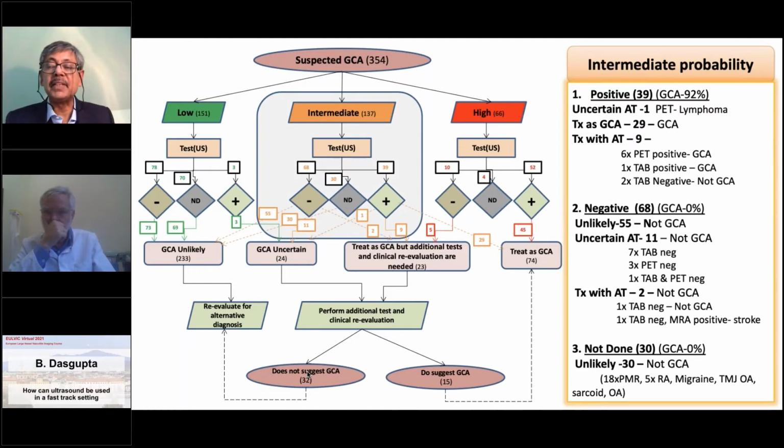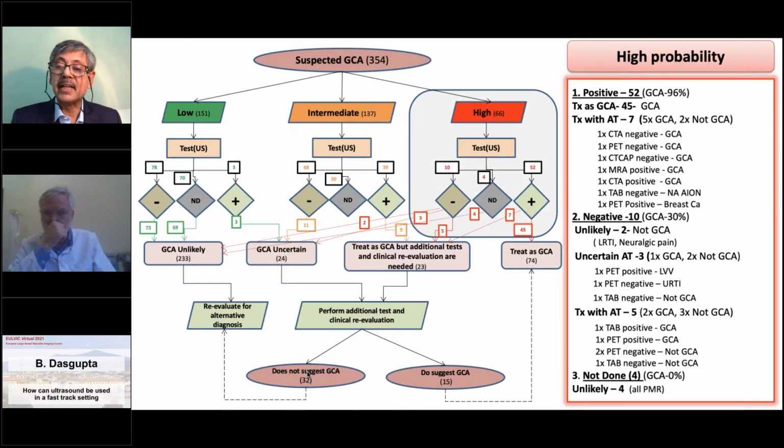In the paper that we published last year, we have actually given all the details of what the different investigations were that we did to confirm or exclude the diagnoses in the intermediate category or in the high category. And it's interesting that in the high category, sometimes other conditions came up which are probably more serious than GCA. And so we had to do additional specific tests to make that diagnosis.